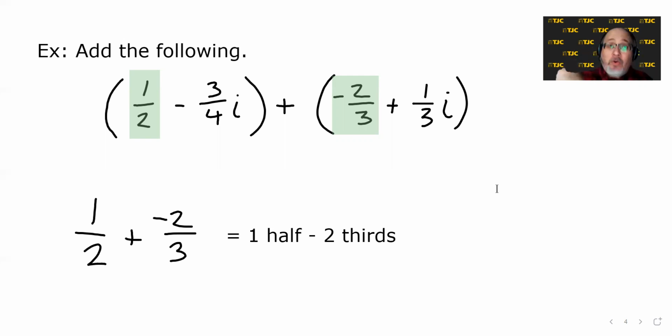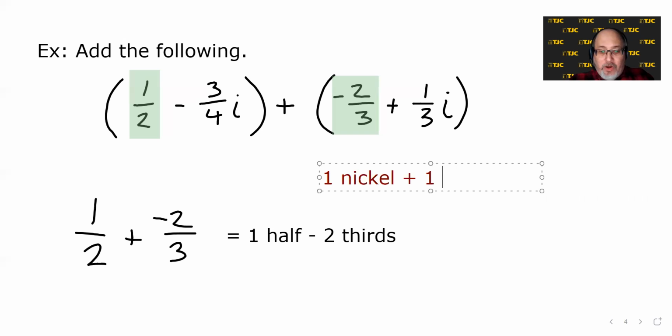To make a real quick example, and I do mean real quick, and then we'll go back to the problem. If I asked you to add 1 nickel plus 1 dime, I'm pretty sure all of you are going to give me the same answer. You're probably going to say 15 cents.